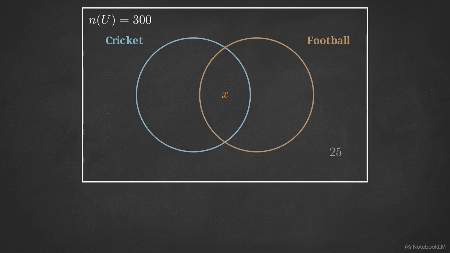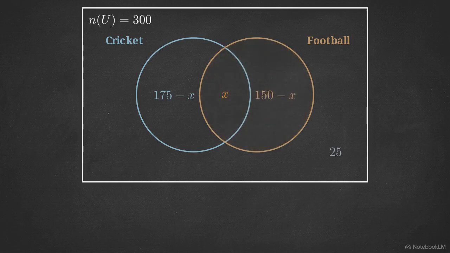Now we must account for the 175 people who liked cricket. If we label the entire circle as 175, we would be double counting the people already in our central intersection. We have to subtract that overlap. This leaves the isolated crescent on the left, representing only cricket, as 175 minus X. We apply that same logic to the football circle. The right crescent becomes 150 minus X.